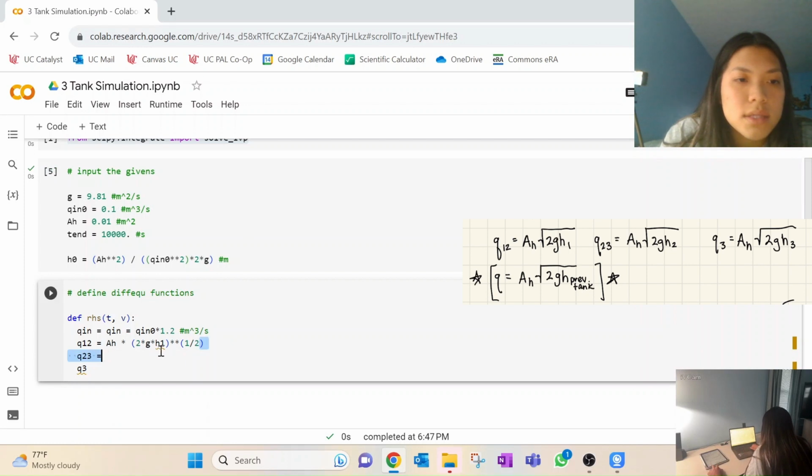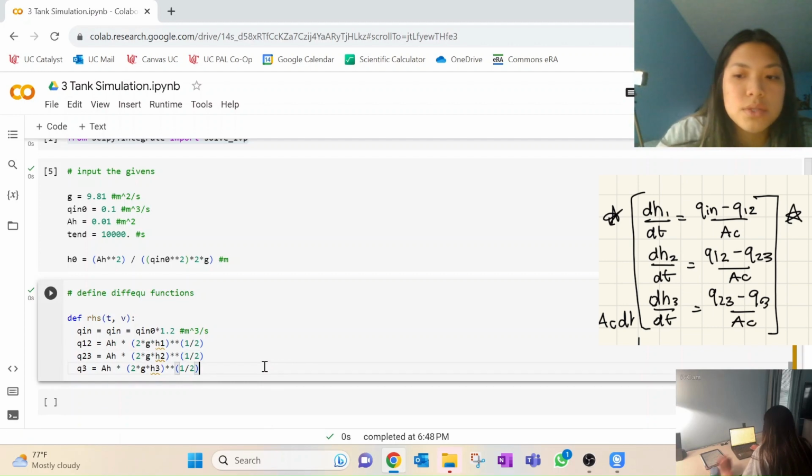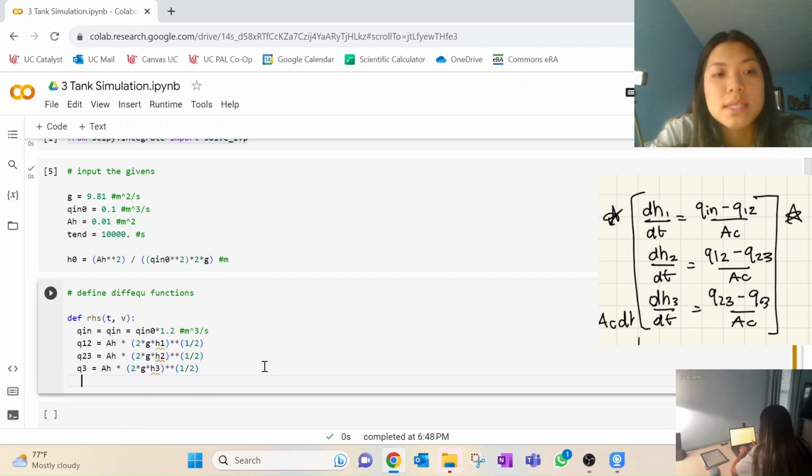And then it is the same for all of these, except what changes is the tank that it is coming from. So the flow from 2 to 3 is actually the height of tank 2. We want it to give us the right-hand side. That's what we want the function to return, the right-hand side, and it's going to return it in an array.